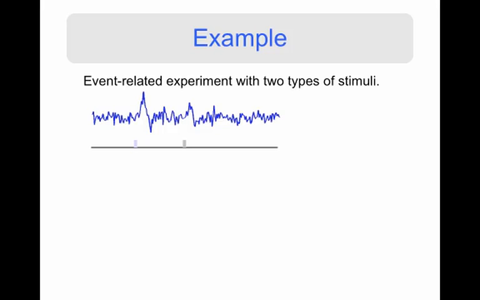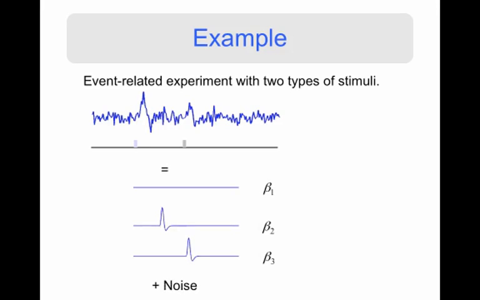So here's an example. Here's an event-related design with two different types of stimuli. Say that there's stimulus A and stimulus B, and we want to look at the difference between A and B. So the way we would fit a GLM model here is we would have one component corresponding to the baseline, so beta 1 is the parameter associated with the baseline. We would have beta 2 corresponding to the first stimulus type, and beta 3 corresponding to the second stimulus type.